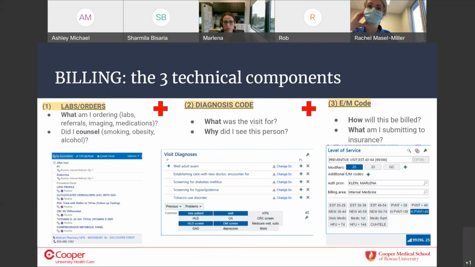And then we have our diagnosis codes. So obviously, what are you linking all your orders to? And then the last component is what's called the E&M code. So how are you going to bill this? What is the insurance company seeing this coded as? And that's our main focus today.